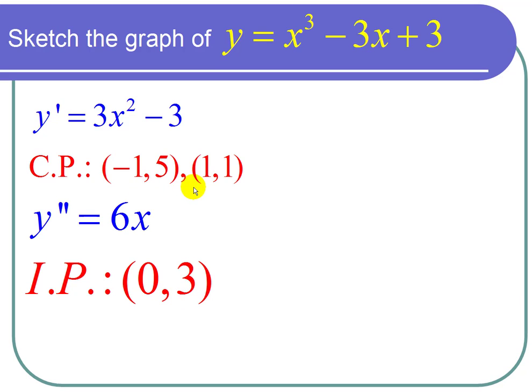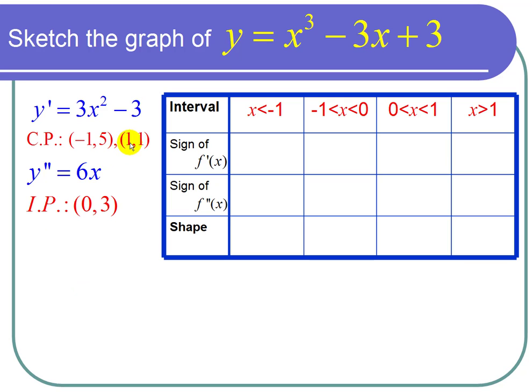So our important numbers are negative 1, 0, and 1. So that cuts our interval into x is less than negative 1, x between negative 1 and 0, x between 0 and 1, and x greater than 1. And we're interested in the sign of f prime and f double prime. So first, the sign of f prime.